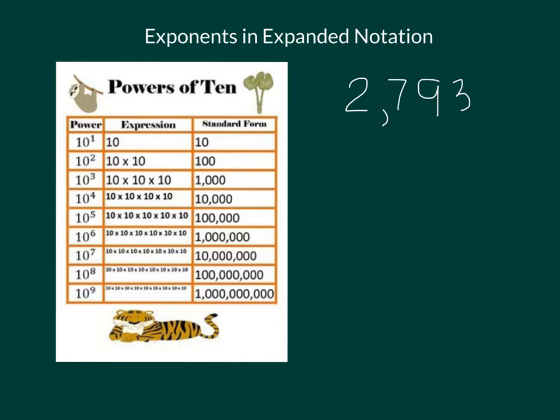The next concept we'll talk about today, including exponents, is using it in expanded notation. Just to review, expanded notation is when we write a standard number and we expand it out based on its place value. So for example, this number, 2,793, could be written as 2 times 1,000 because it's in the thousands place, plus 7 times 100, it's in the hundreds.